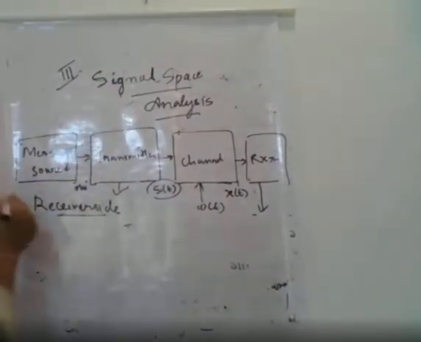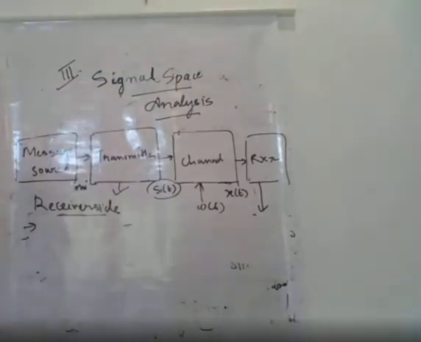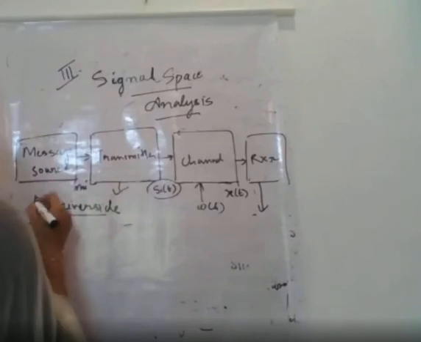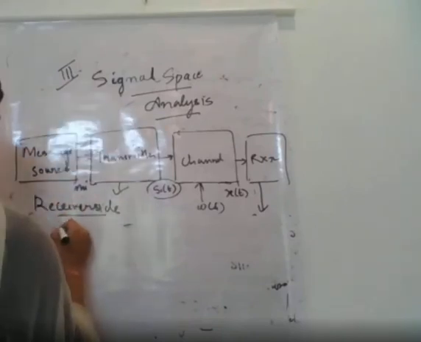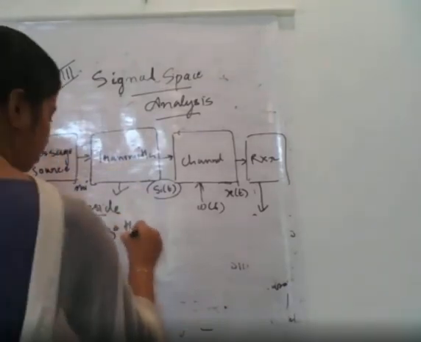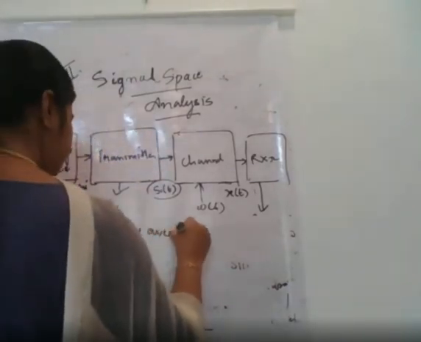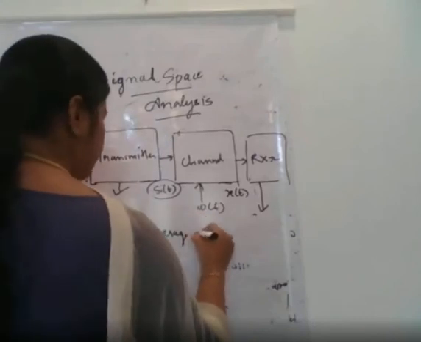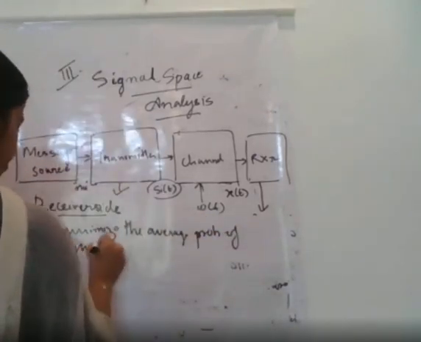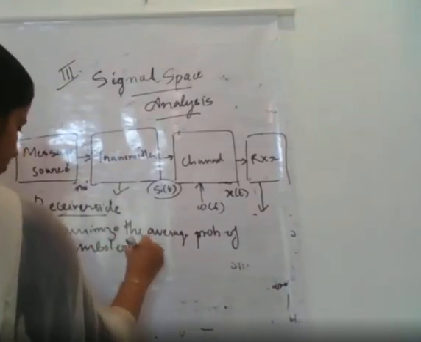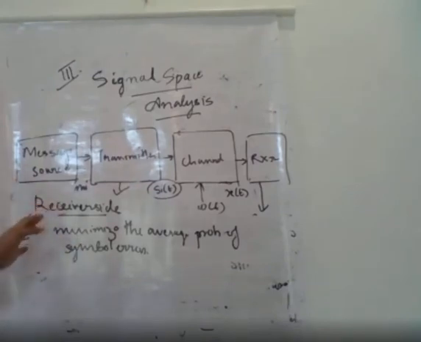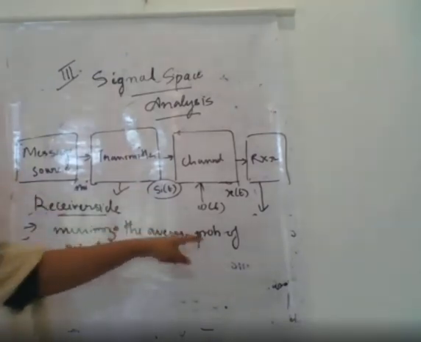And so, due to the occasional error, in the design of the receiver we have to design a receiver so as to minimize the average probability of symbol error. So we have to design a receiver that will minimize the average probability of symbol error.